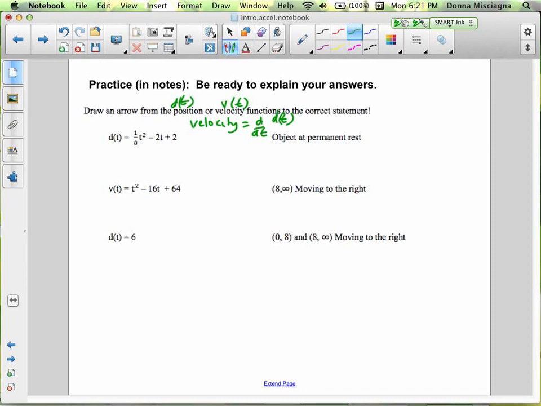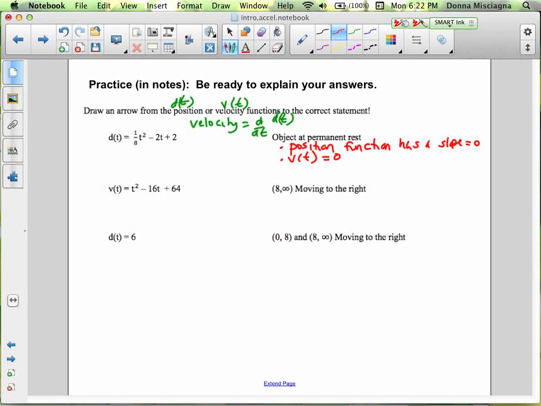All right, so let's look at the first example. We'll look at each example. The object is at permanent rest. So if something is at permanent rest, it means that the position function has a slope of 0, and the velocity is going to be equal to 0. No matter what, it's always equal to 0, right? So when we take the derivative of the position function, we're going to get 0.